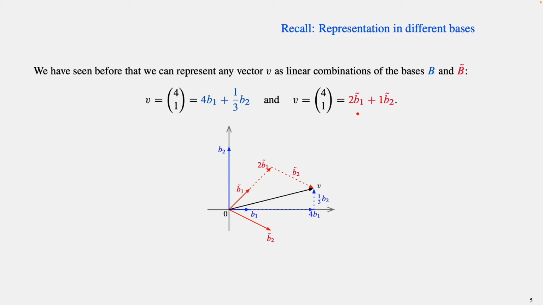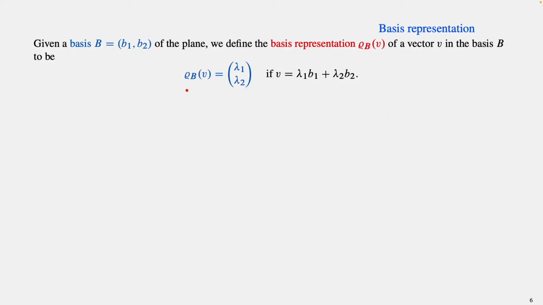And we have the second basis b tilde, and if we go twice in the direction of b1 tilde and then add 1 times b2 tilde, so this vector here added to 2 times b1 tilde, we get v again. So the coordinates in the b tilde coordinate system would be 2 and 1. And this I can also write as a vector. So if I'm given any basis b with two vectors b1, b2, then the basis representation of a vector v in this basis, which is denoted by rho index b of v, is simply the vector which contains the two coefficients from this linear combination.